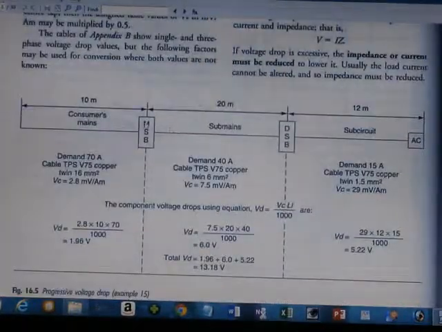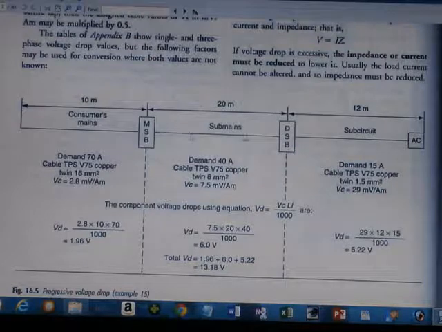So this is the typical installation diagram of this system. Firstly we come out from the consumer mains, after this the main switchboard MSB, and the sub main distribution board DSB, and the sub circuit.